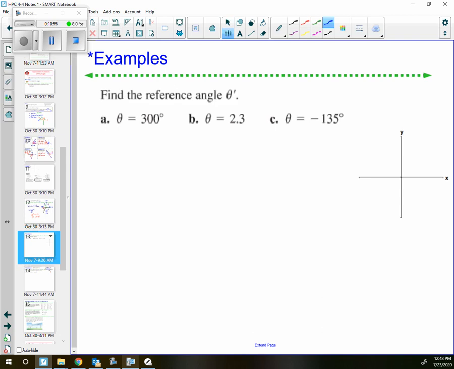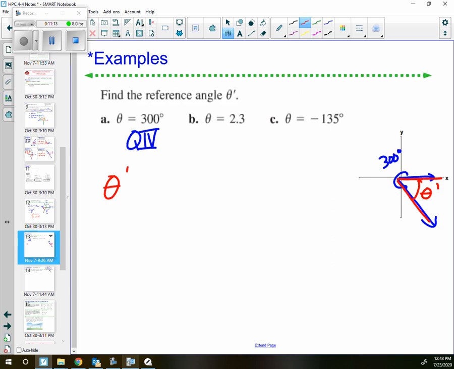All right, so 300 degrees. 300 degrees is my first angle measurement. 300 degrees is in quadrant 4. Can you draw the reference angle for me? It's the distance from the terminal side back to the x-axis. That's the theta prime that I'm talking about.